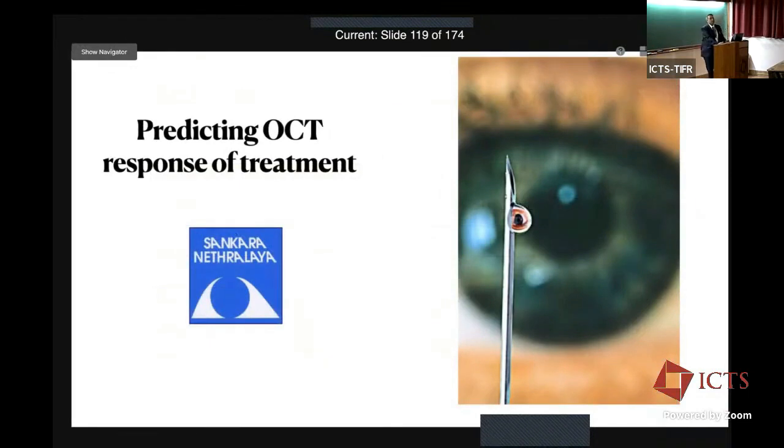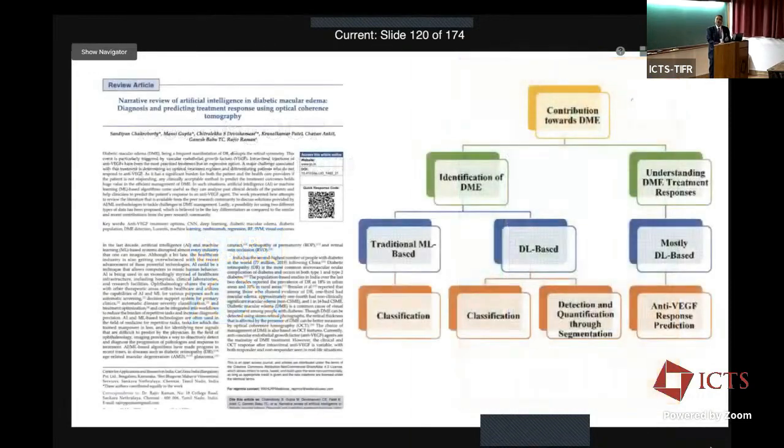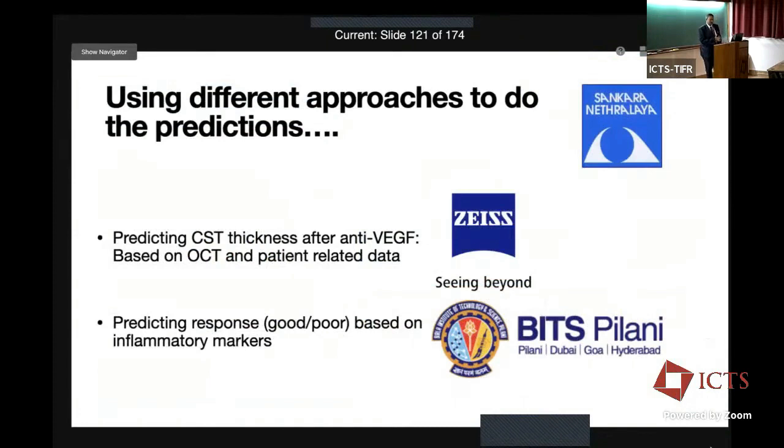Predicting a response to treatment. As I told you, the treatment is in the form of injections. Whether the edema, the swelling, will reduce or not. This was one of the reviews which we had done. And then we tried two approaches to look into these predictions. One was, can we predict the OCT thickness after an anti-VEGF injection? And this was based on patient-related data and OCT images. And a more physiological approach, where we wanted to look at inflammatory markers and whether that can predict whether the edema will reduce or not.